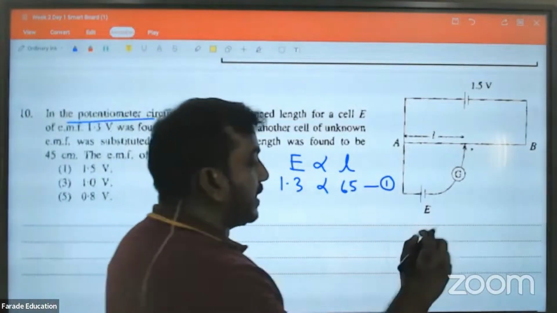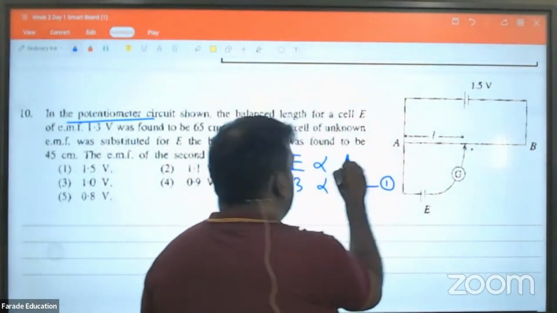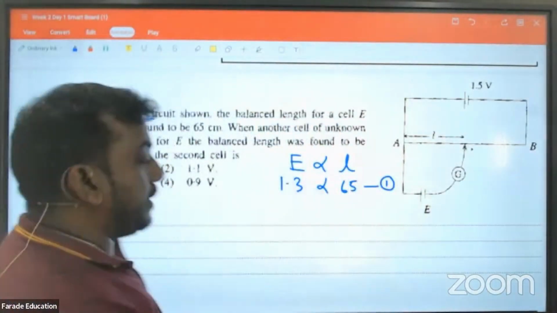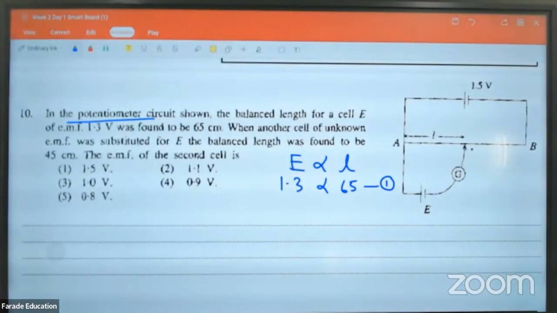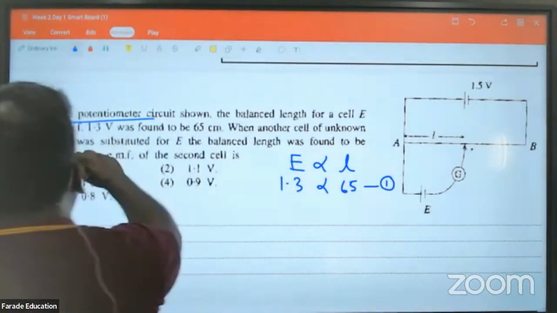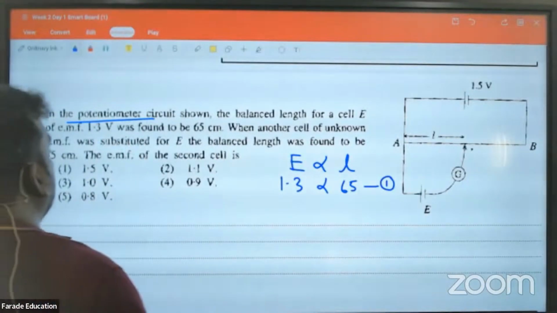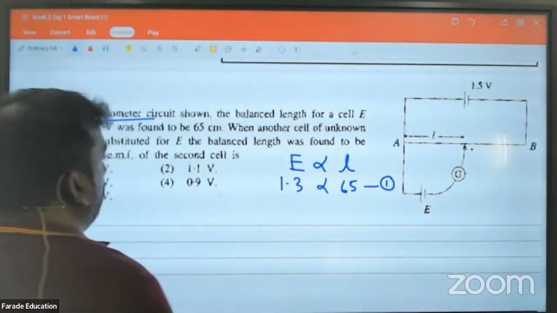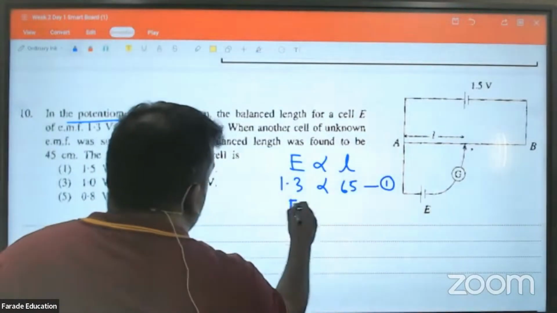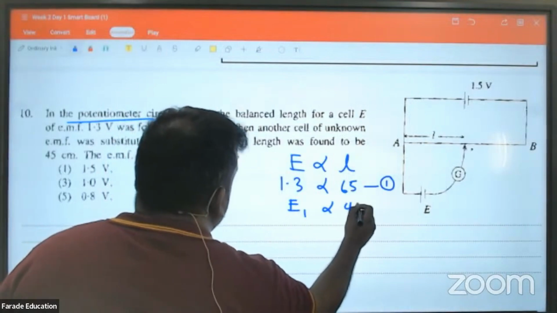Now this earlier work, I hope you remember. We have proven this: E is proportional to L. When another cell of unknown EMF was substituted for E, the balance length was found to be 45. So the new EMF has balance length 45.